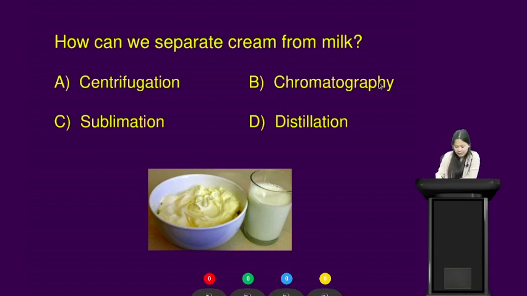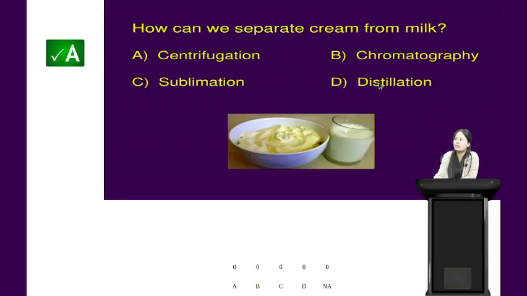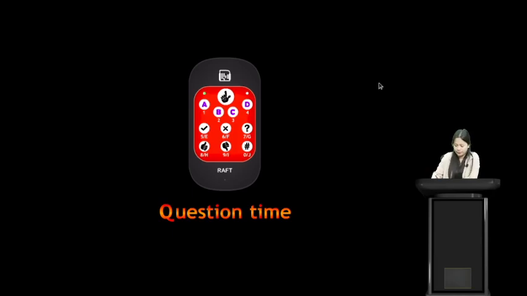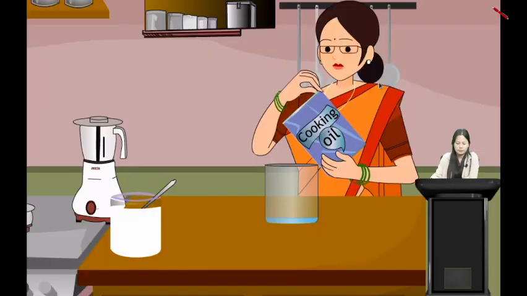Alright students, your time is up, and yes, very good. The correct answer is option A, that is centrifugation. We separate cream from milk by using the centrifugation method. Alright students, again come back here.